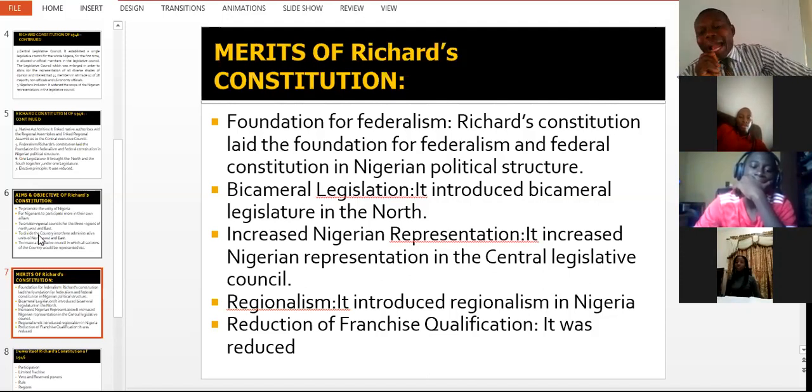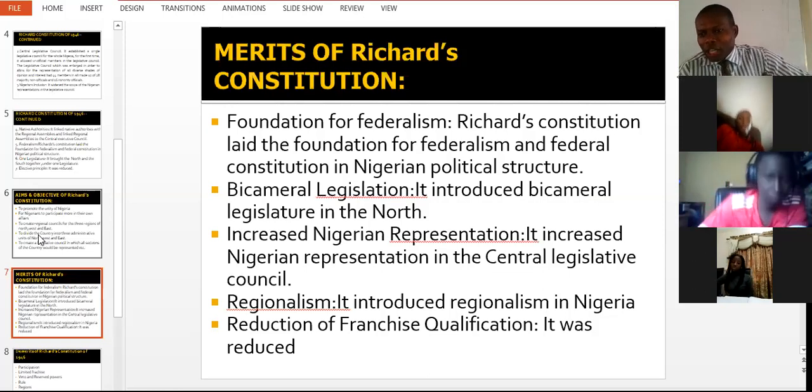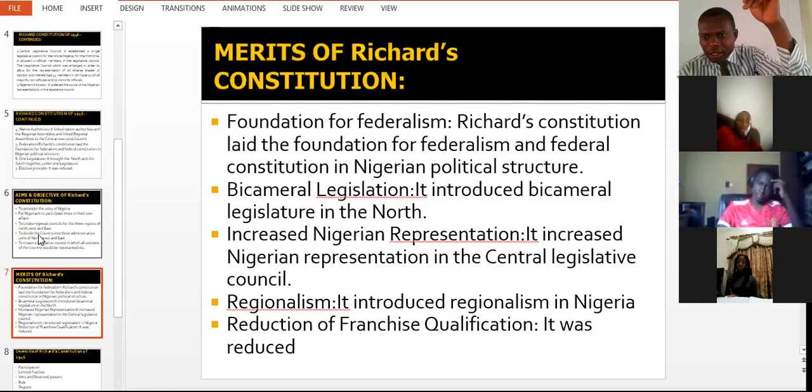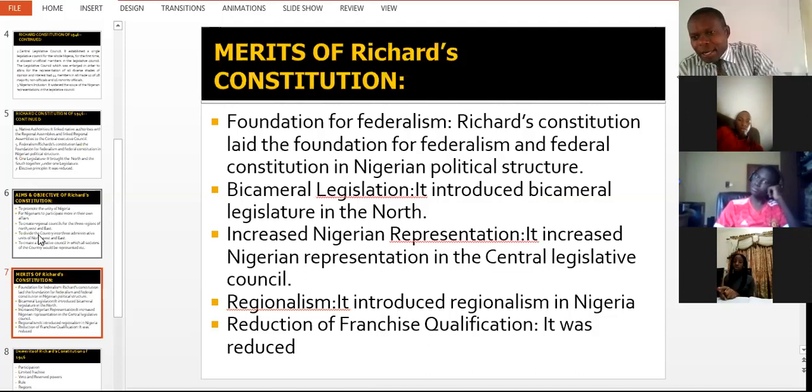When you hear bicameral legislature, just as you said, the Senate, another word for the Senate is what? Upper chamber. Thank you, upper chamber. Then the lower house, what do you call it? House of Representatives or lower chamber, thank you very much. Upper chamber and lower chamber. So we have the Senate, the Senators, and the House of Rep.